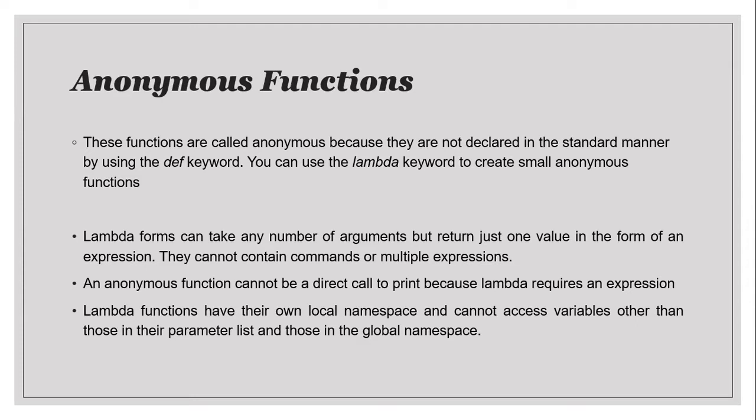Then we will talk about anonymous function. These functions are called anonymous functions because they are not declared in the standard manner using the def keyword. As we know, whenever we declare a function, we need this def keyword. Here, instead of def, we use the lambda keyword to create small anonymous functions. Lambda forms can take any number of arguments but return just one value in the form of an expression.